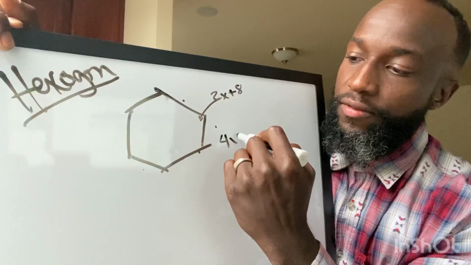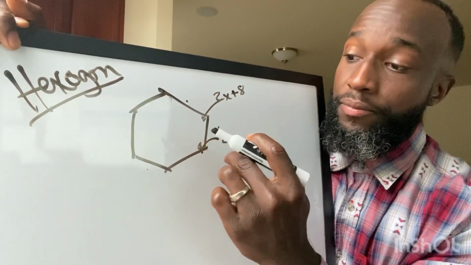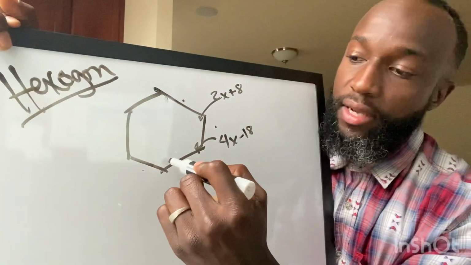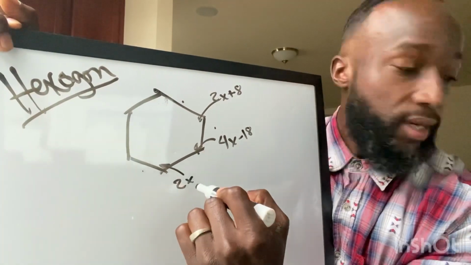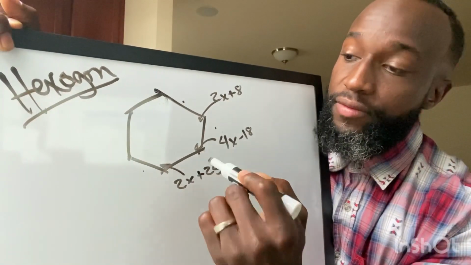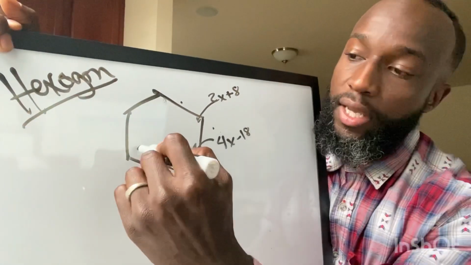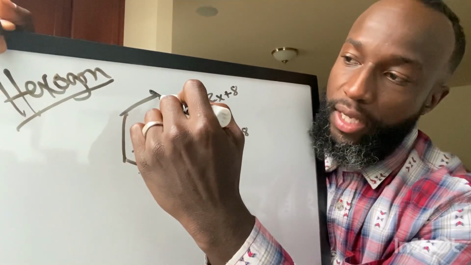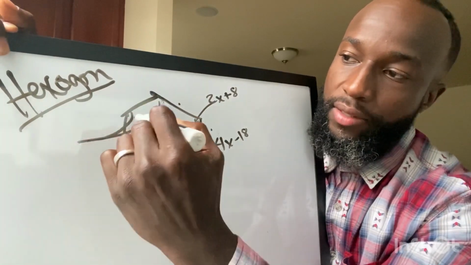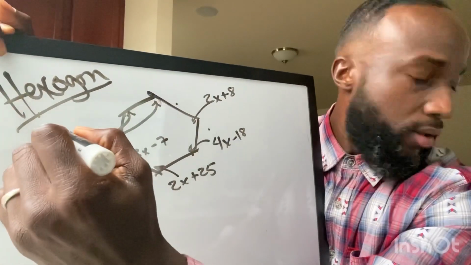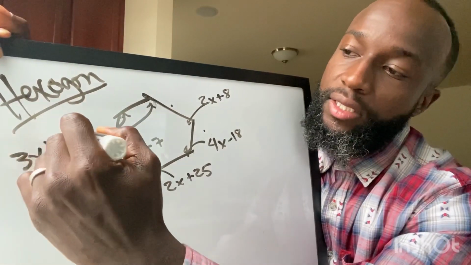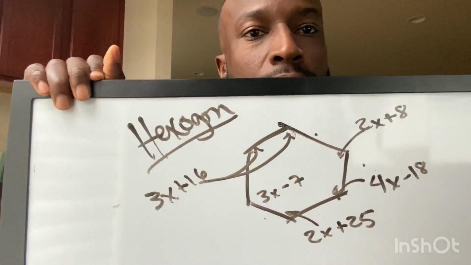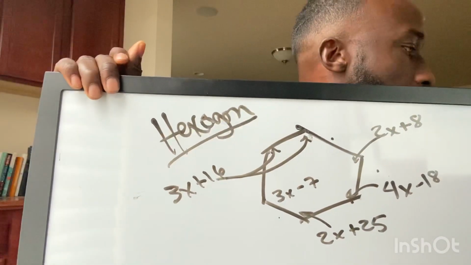This angle is 4x. So look, this is going to be more challenging. 4x minus 18. This angle is 2x plus 25. You should write this down and do it as well. This angle is 3x minus 7. And then both of these angles, this angle and this angle, are 3x plus 16. Okay? So let's see if that makes sense to you. Make sure you got this written down.